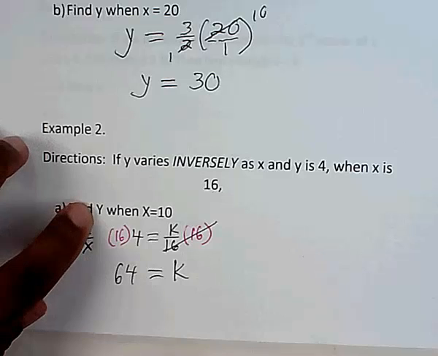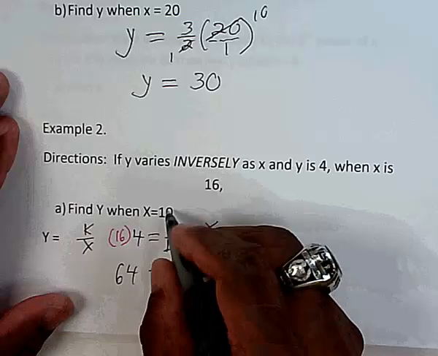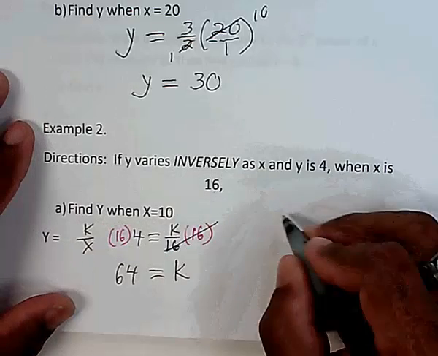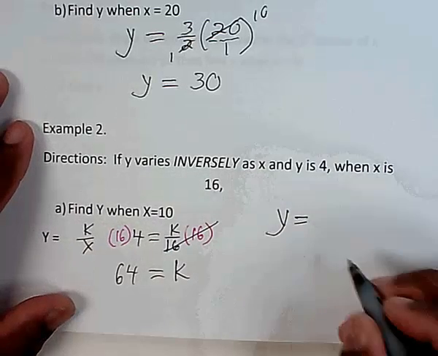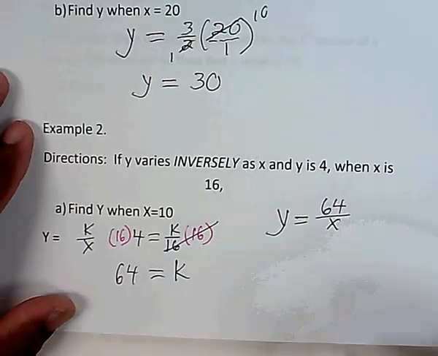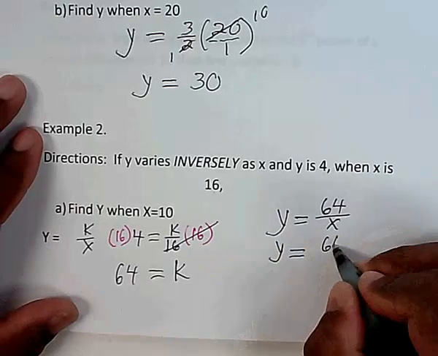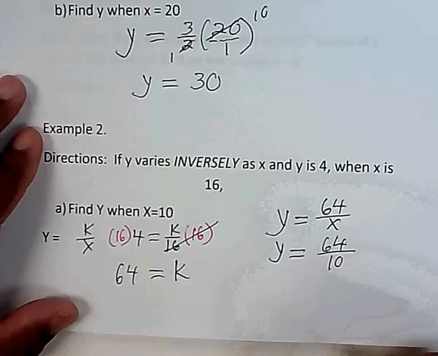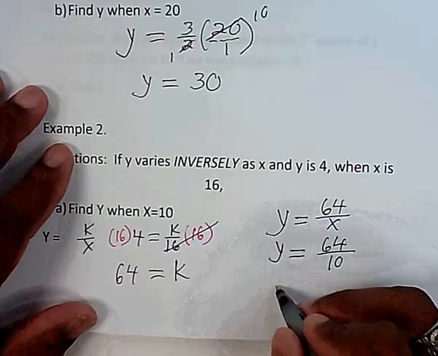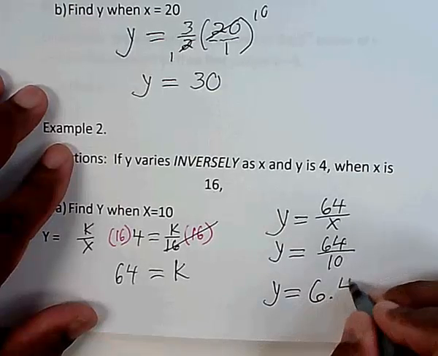Therefore, the y value is what we're looking for, and I know that the value of x is 10. I'll go back to my equation that we just found out. Y equals k, which is 64, over x. Now I'm going to use substitution to figure out what the y value is. Y equals 64 over 10. And then when I divide by 10, I can just move the decimal point. And y equals 6.4.